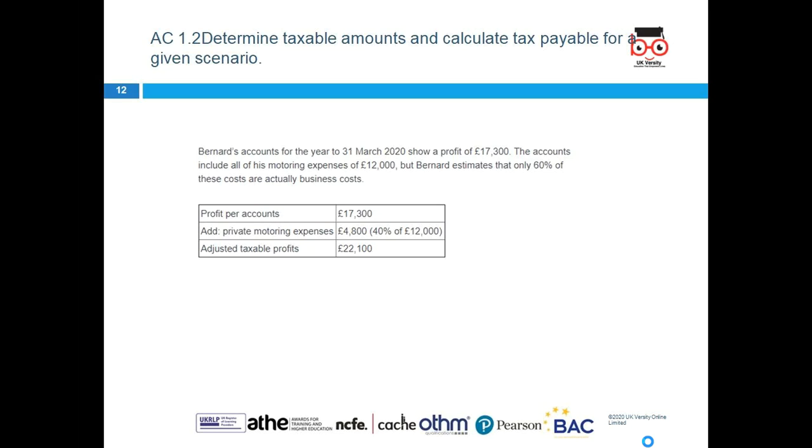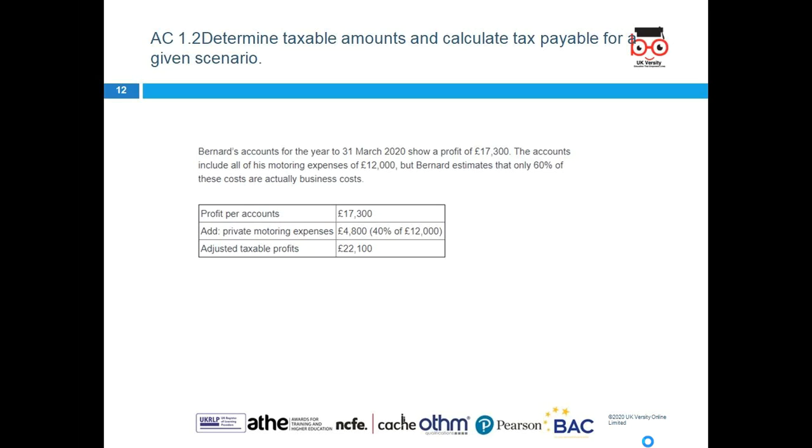So this is the scenario. We can look at what is allowed. Anything for personal use we're not allowed; other than that we are allowed. Anything related to business is allowed. If you paid your course fees, but that course will help you run your job or perform your duties, that will be allowable. For example, if Bernard estimates that only say 75% of these costs are actually business costs, 25% you take out of the 12,000.